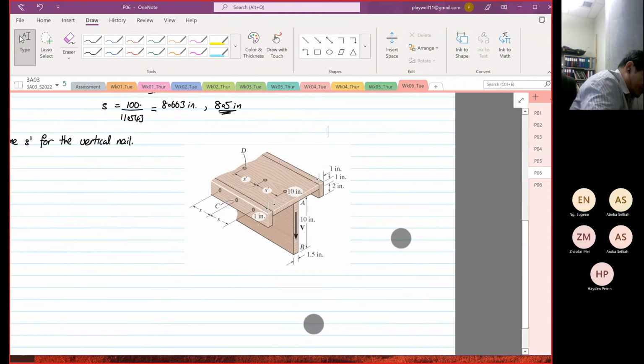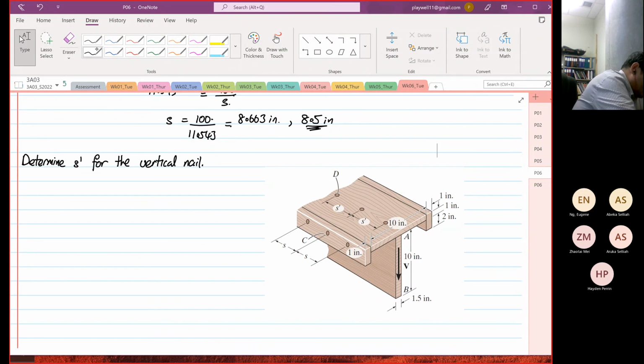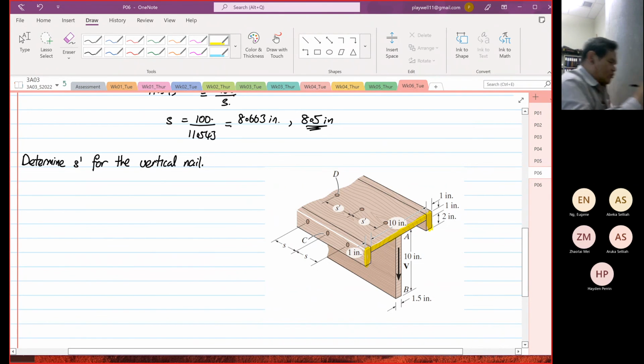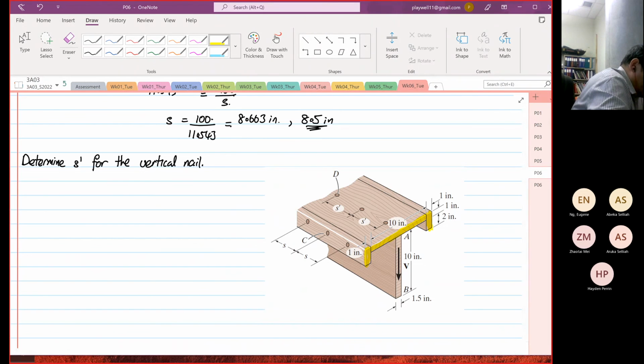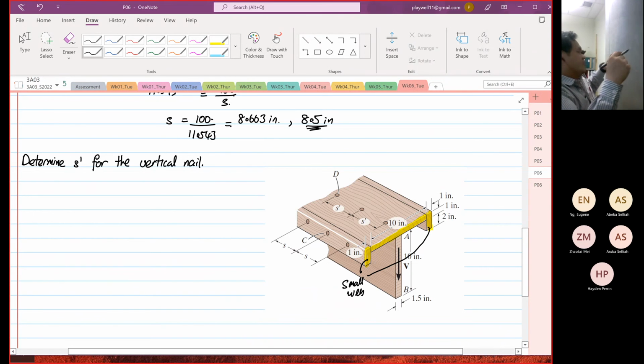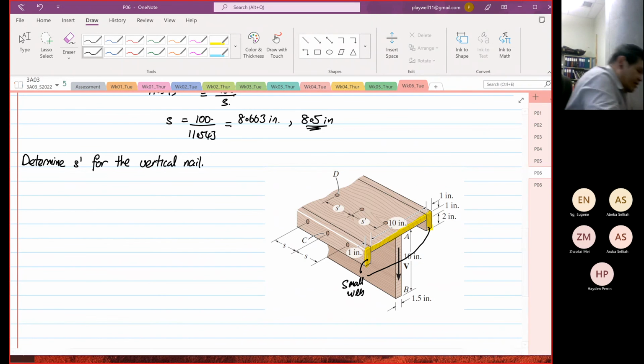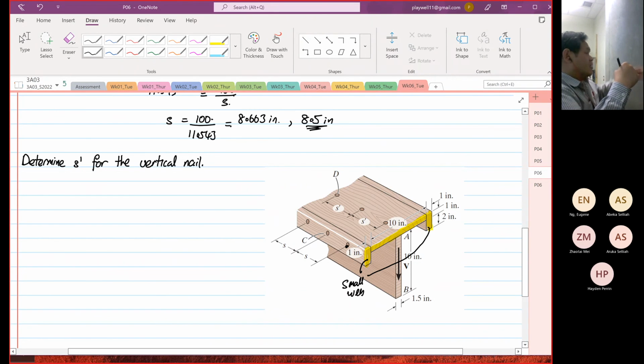For the vertical nail, the first moment of area to consider is this entire section, including this, right? Why this whole area? Because of the members, like the small web. The small web will distribute the shear flow, and then the nails will transmit to the flange, and then the flange will distribute, and then the nail will transmit again. That's why you take the whole area.